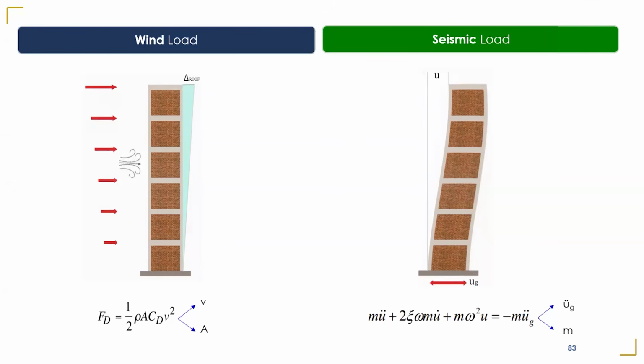Earthquake, on the other hand, is a ground motion. It's not a force, and the structure generates the force by itself. So earthquake is not a force. This must be understood right from day one. Earthquake is a motion assigned to the structure at the ground, and then the structure decides to create the force or not to create a force.